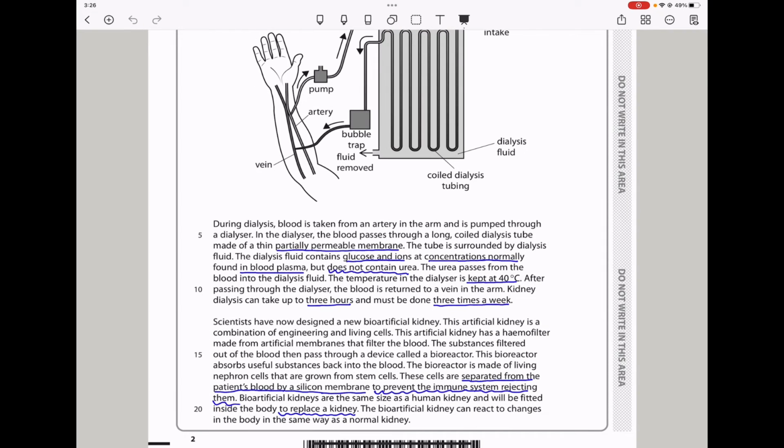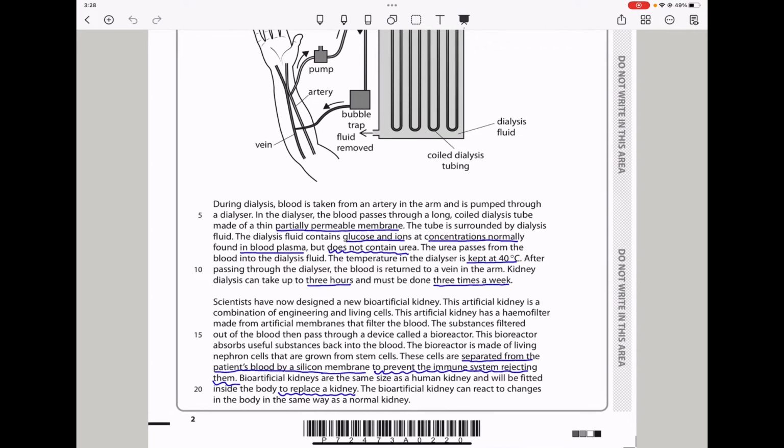So down here they say, during dialysis, blood is taken from an artery in the arm and is pumped through a dialyzer. In the dialyzer, the blood passes through a long coiled dialysis tube made of a thin, partially permeable membrane. The tube is surrounded by dialysis fluid. The dialysis fluid contains glucose and ions at concentrations normally found in blood plasma, but does not contain urea. The urea passes from the blood into the dialysis fluid. The temperature in the dialyzer is kept at 40 degrees Celsius. After passing through the dialyzer, the blood is returned to a vein in the arm. Kidney dialysis can take up to 3 hours and must be done 3 times a week.